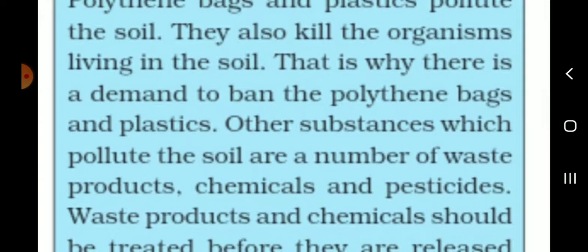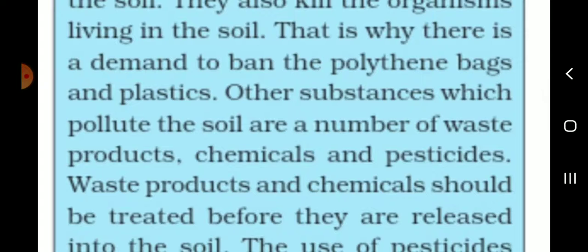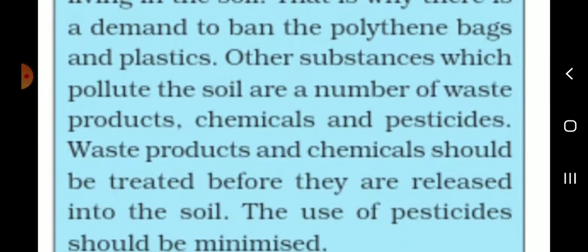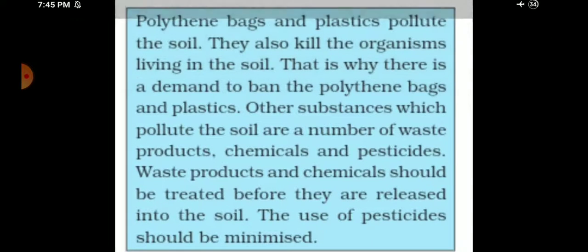Other substances which pollute the soil are a number of waste products, chemicals and pesticides. Waste products and chemicals should be treated before they are released into the soil. The use of pesticides should be minimized.